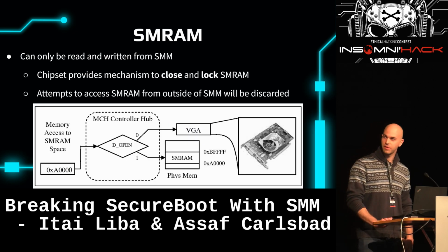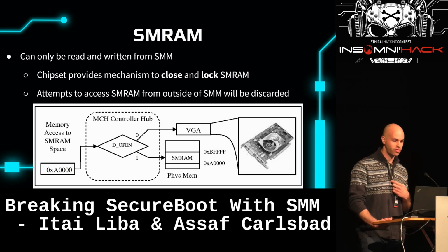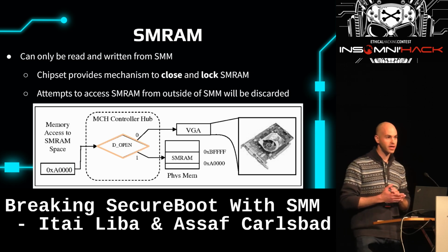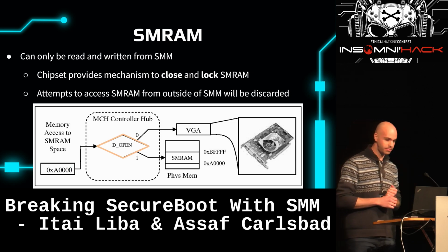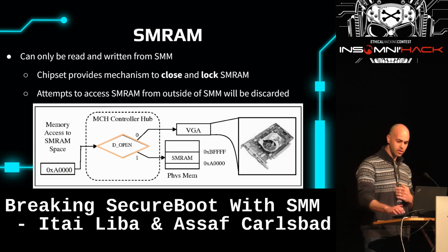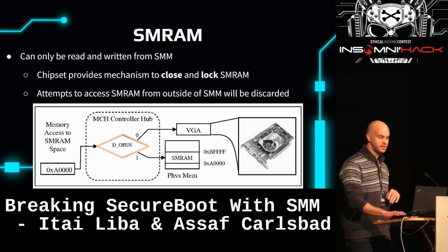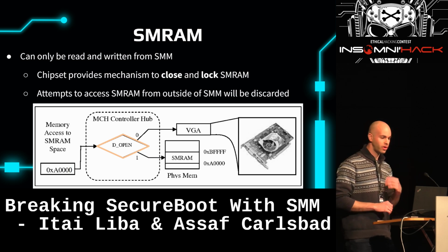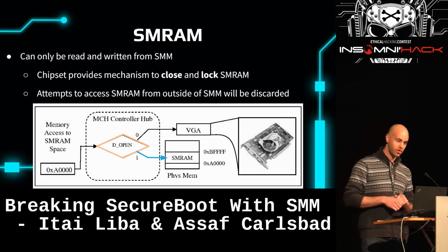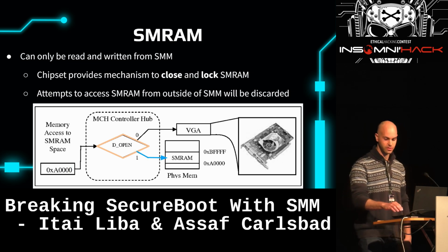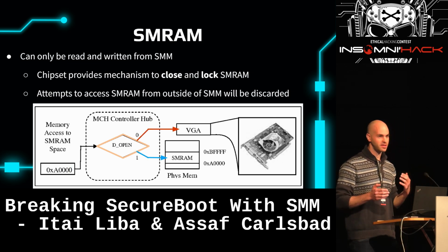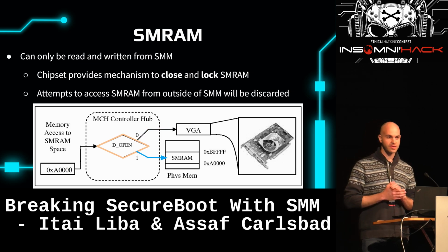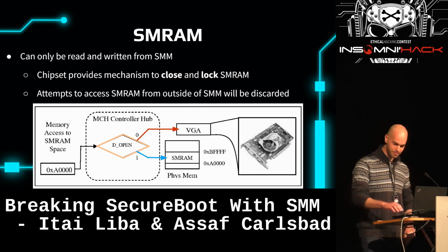Now, the main premise of SMRAM is that normally it can only be accessed by code already running with SMM privileges. So the way this works is that usually the chipset provides some kind of configuration mechanism that lets you close and lock SMRAM. And when SMRAM is closed and locked, only attempts to access it that originate from SMM will be forwarded to the memory. All other attempts to access it from a non-SMM context will be remapped by the chipset or simply discarded. And that's basically how SMM gets its isolation.